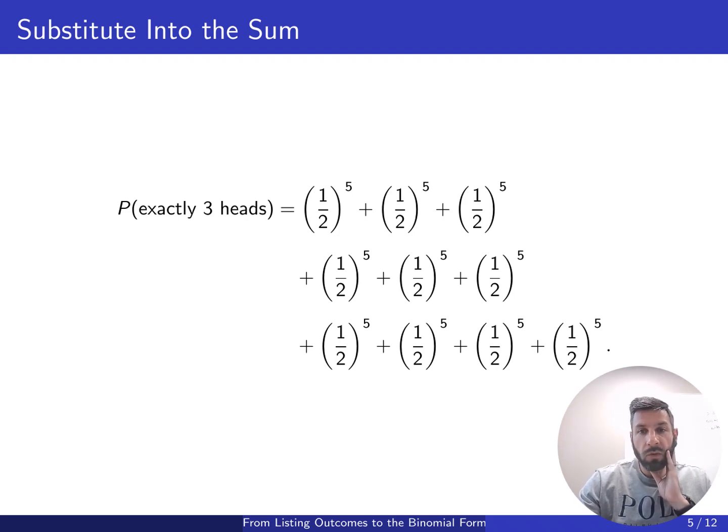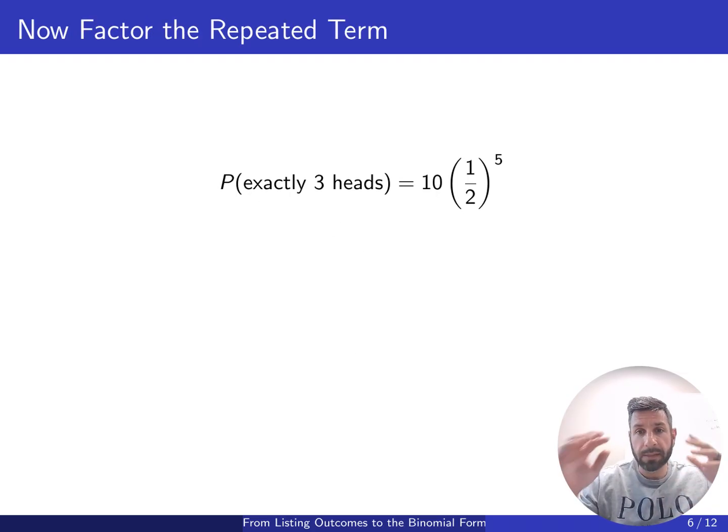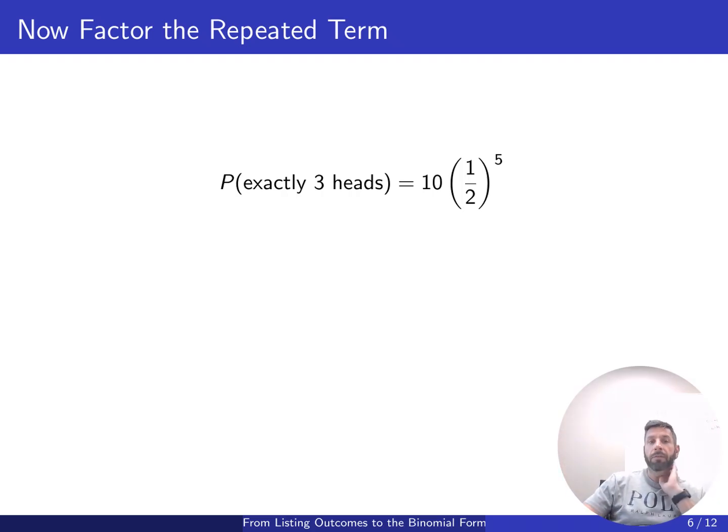And thanks to all the algebra I learned as a kid, I recognize that if I have the same thing added up 10 times, I can rewrite that in a very simple way. I can take 1/2 to the fifth, and if I'm adding it to itself 10 times, another way of writing that is 10 times 1/2 to the fifth. So essentially what I did is I factored it out. I'm writing 1/2 to the fifth times 10 in a compact form.